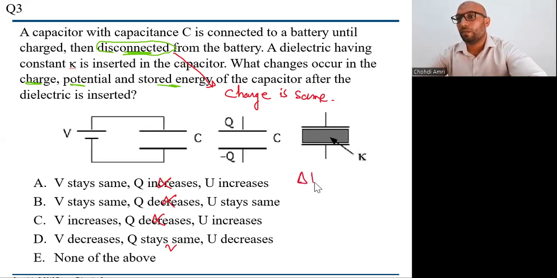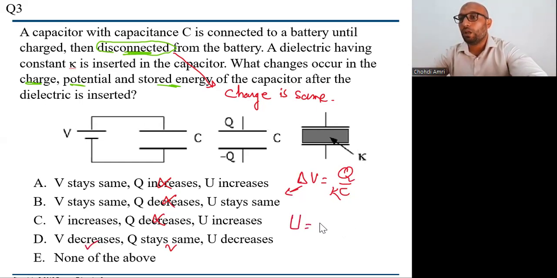Delta V is going to be Q over C, where C is multiplied by kappa after the dielectric. Q is the same because the battery is not connected to anything. However, delta V will be decreasing. Why? Because we will divide by kappa, and kappa is greater than 1. So this is correct. What happened to the energy?